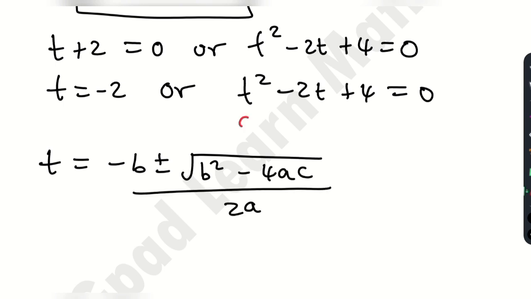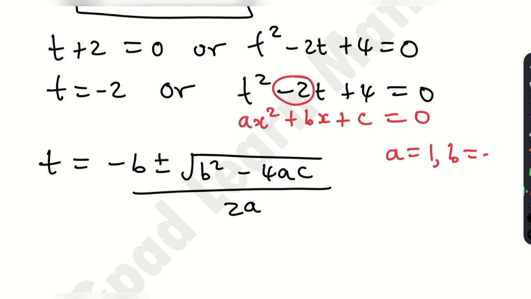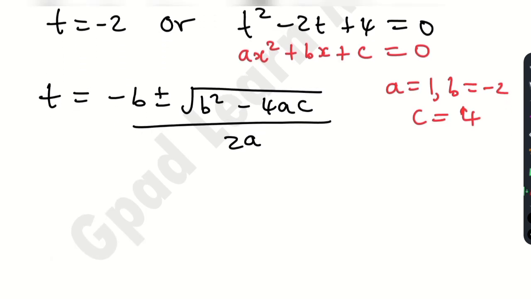So if you compare this with ax squared plus bx plus c, which is the general form, you will realize that a is equal to the coefficient of the leading term, which is 1. B is negative 2 as you have here, and c is 4 as you have here. Okay, now let's put everything into the equation.